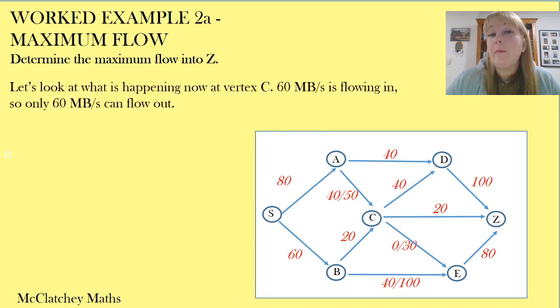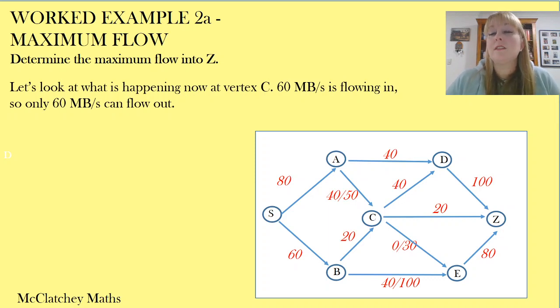Let's see now what's happening at vertex C, because now I've got 60 megabytes flowing into C. I've got 40 coming from A. Remember, the capacity was 50, but only 40 is going to come in. And I've got 20 coming in from B. So that means 60 is coming in altogether, so I've got a maximum of 60 megabytes per second that can flow out of C.